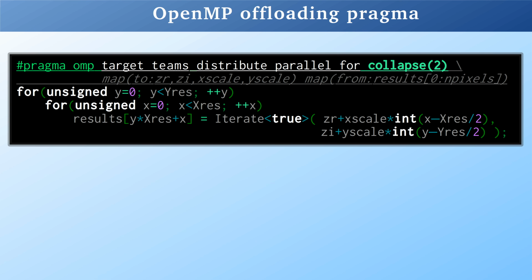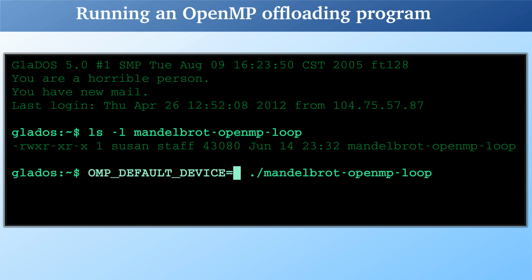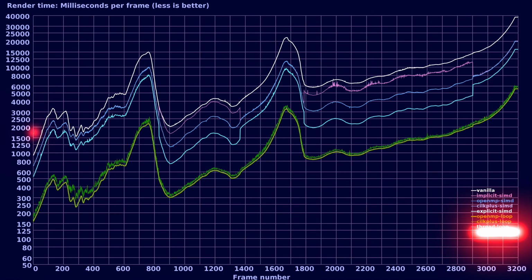consecutively by each thread. The map keyword controls the relationship between host memory and the device memory. Specifically, we send these variables to the device, and once the device has done calculating, we receive the result array from the device. When you run the program that uses OpenMP offloading, you use the OMP default device environment variable to choose which device to run on. In my case, I want it to run on the NVIDIA GTX 970, so I select OMP default device is 1.